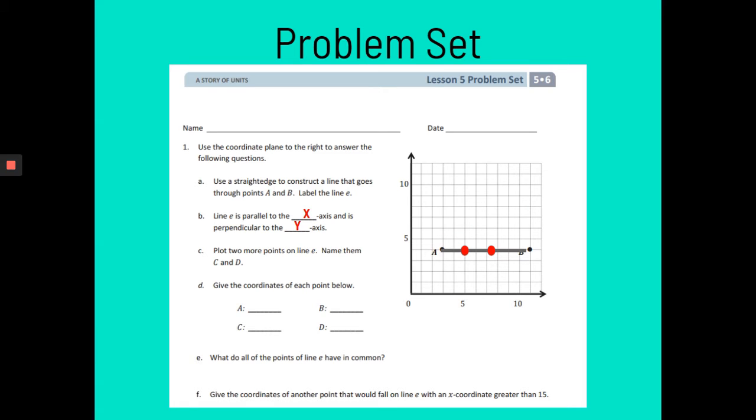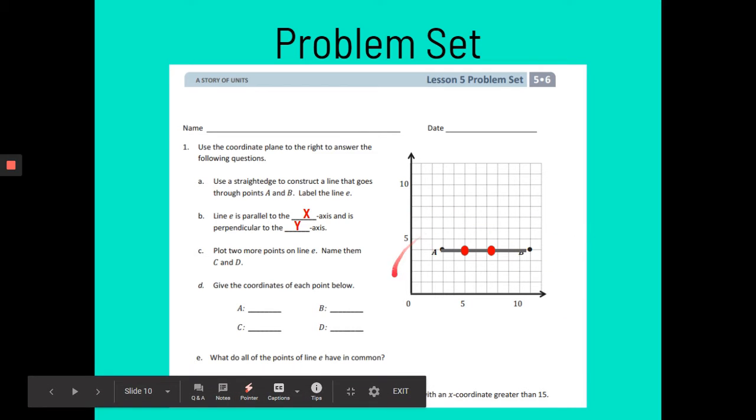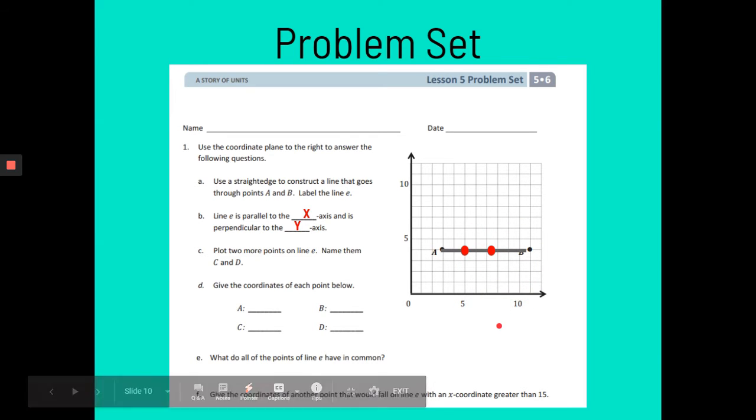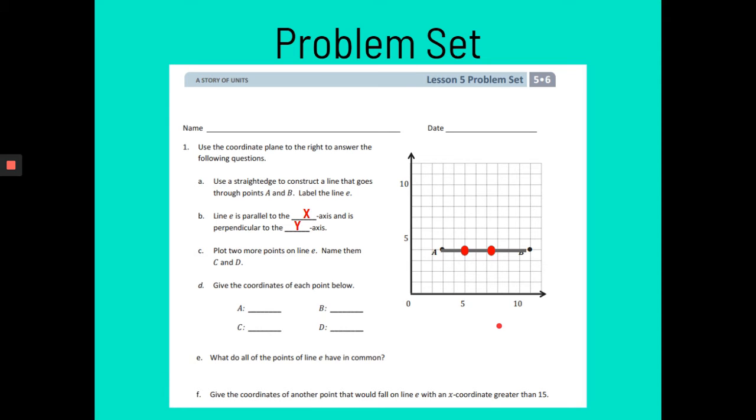You don't have to put them exactly where mine are, but they do need to be on this line. They need to be anywhere between A and B. So as long as they're in between A and B, and there are two of them, and you name them C and D, then have at it.